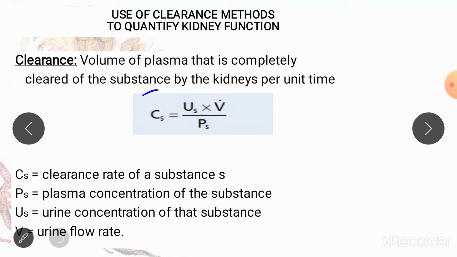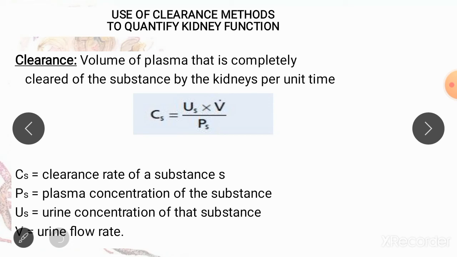Suppose you want to study the clearance of a substance, you must multiply the concentration of that substance present in your urine by the volume of the urine, divided by the concentration of that substance in plasma. So let me repeat. Suppose you want to study the clearance of a substance known as inulin. I have already mentioned inulin is a synthetic substance which is injected from outside to study the glomerular filtration rate of your body, and it is neither reabsorbed nor secreted, so whatever is filtered will be excreted.